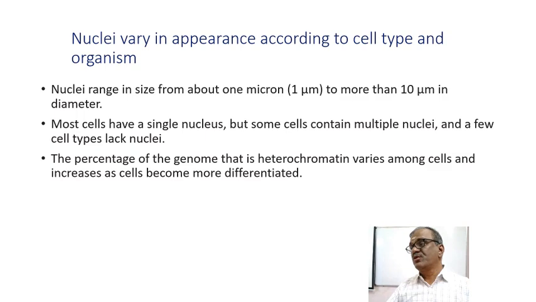Okay, the percentage of the genome that is present in the organism, that is the genome. What is genome? The entire genetic makeup of the organism is the genome. So in that there is heterochromatin. Okay, that varies among the cells, and so we say the chromosome number varies depending upon the organism, and they are differentiated based on the cell.